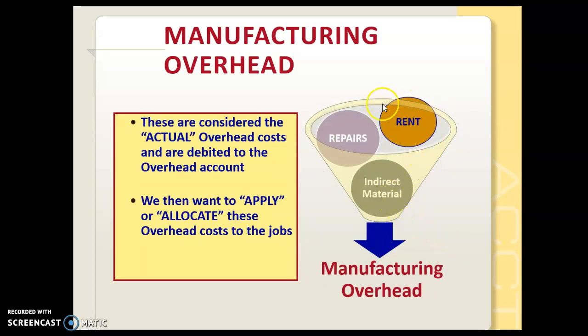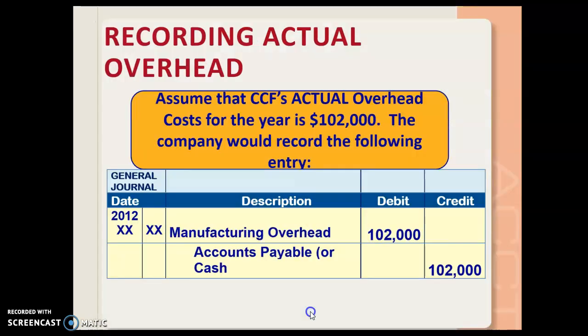So, all of the actual costs for those things from 2020 will then start the basis of estimating how much we think we're going to need for those things for 2021. The actual overhead costs are debited to overhead, as we said before, and we apply or allocate based on the formula. We're going to credit what we apply to the overhead account.